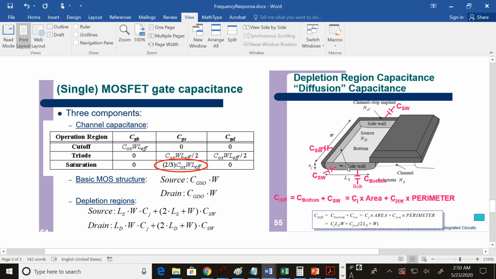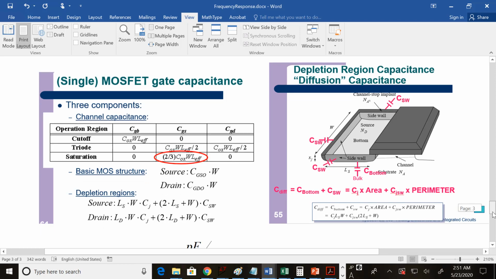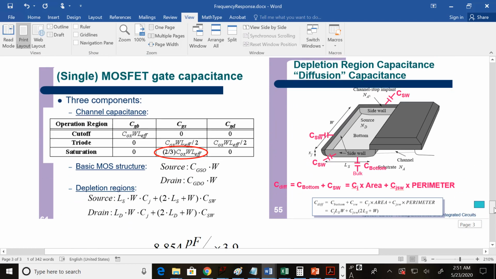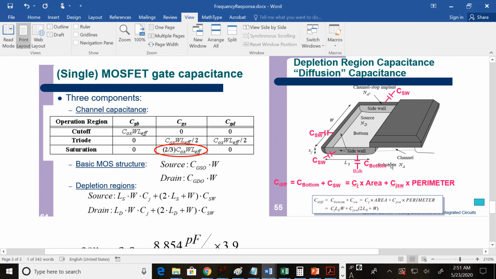And if you add those together, what you get is the distance if you walk all the way around these 3 sides that aren't under the gate. So it's the length around, if you took a tape measure and wrapped it around the outside here, that's the length you get. And you multiply that by CJSW. Guess where that is? That is in the model file. Okay. So the drain and source capacitance is the sum of the sidewall plus the bottom. So that's what this equation is.